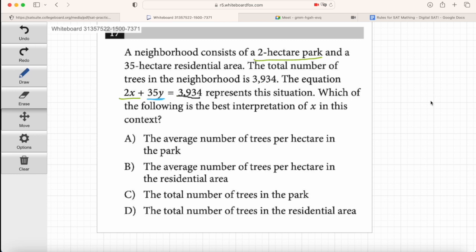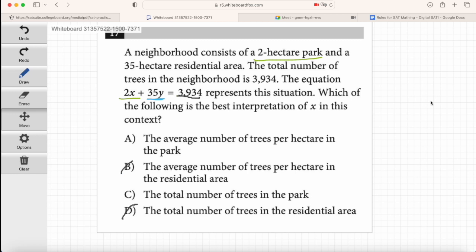So we're trying to figure out what x is, but that's relating to the park, right? Yeah, because that's where we're multiplying by 2. So I think we can get rid of any answer. We're going to test these answers here, but I think we can get rid of anything that's not involving the park because the x here is being multiplied by the 2 value.